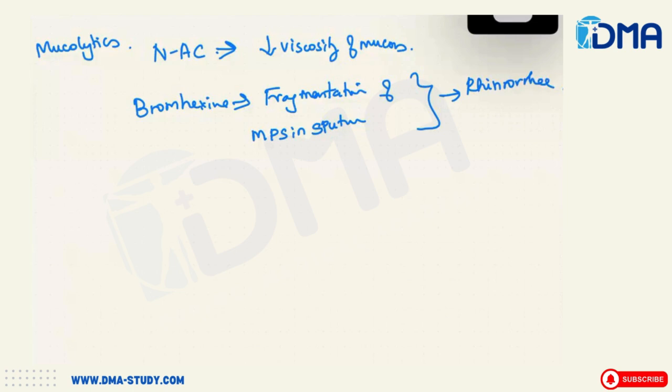Then coming to the bronchodilators, we already saw the bronchodilators, short-acting and long-acting. Short-acting salbutamol, long-acting salmeterol. Other short-acting agents will be terbutaline, and long-acting will be formoterol. All these things cause bronchodilation.